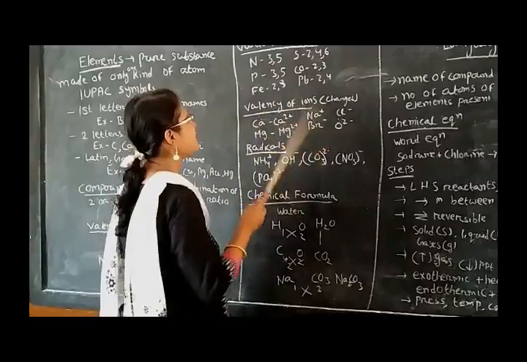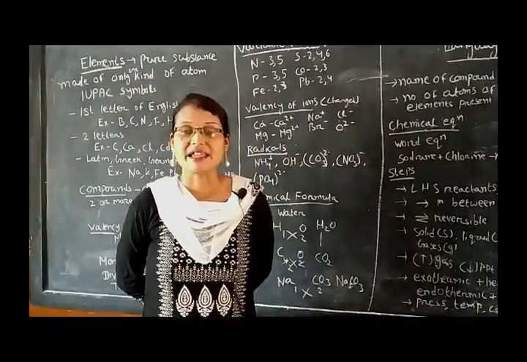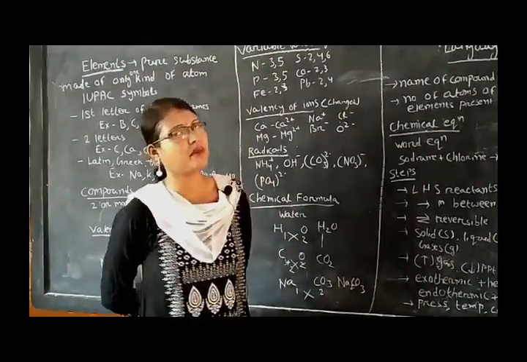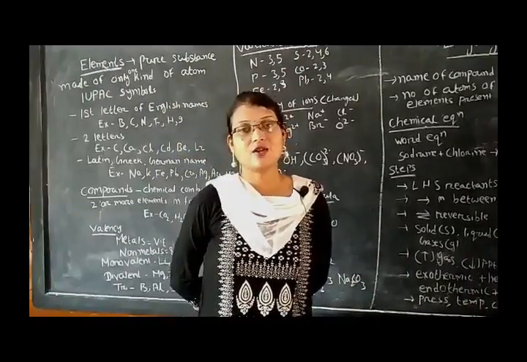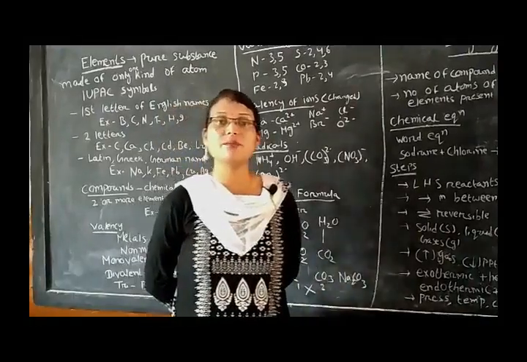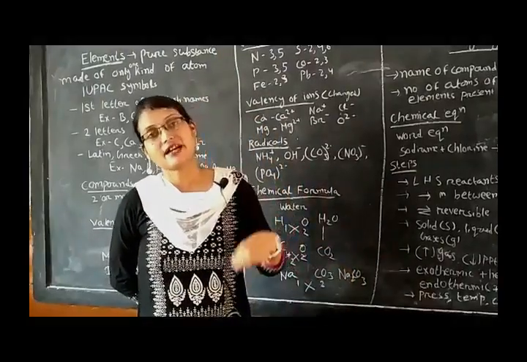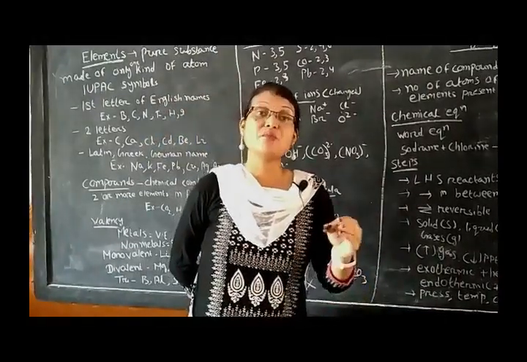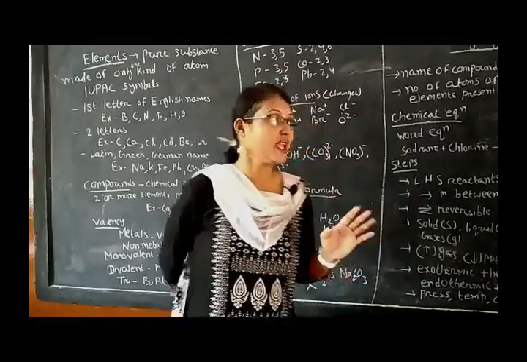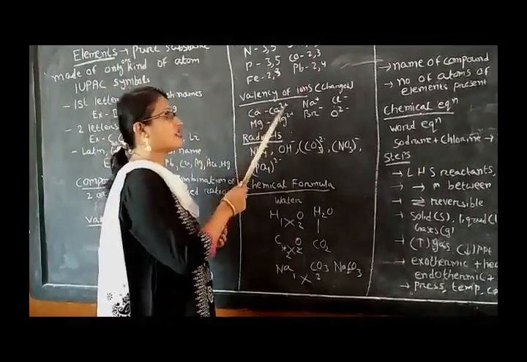Also we will study here the valency of ions. What do you mean by ion? Ion means a charged species that possesses some charge, either positive or negative. If an element loses electrons, it forms a positively charged ion, called a cation. Whereas if it gains electrons, it possesses a negative charge and is called an anion. So for cations and anions also we will see. Calcium will show the calcium ion.